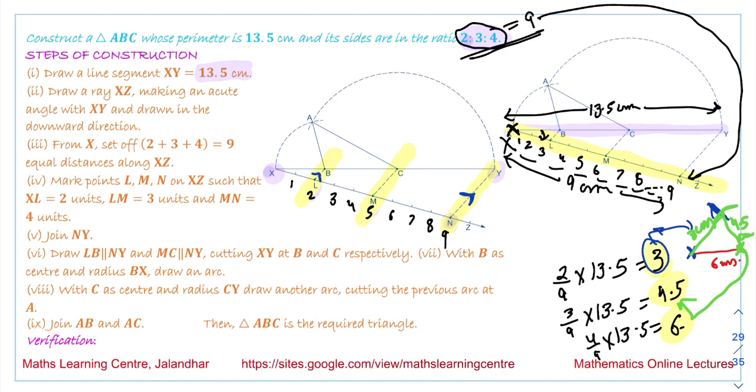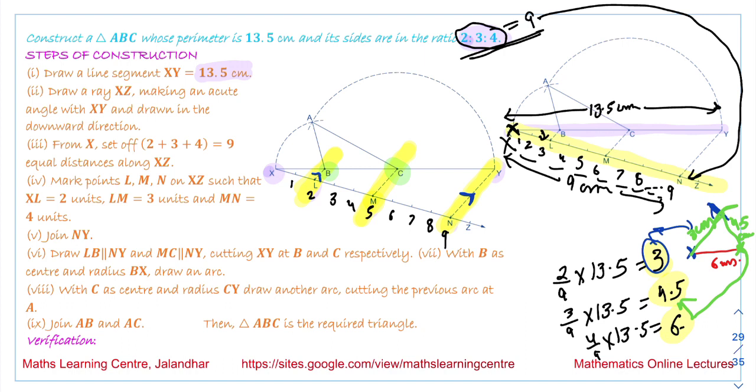When we draw this line, we are saying we have drawn a line parallel to NY and passing through this point M. And the point where it intersects this line XY, we are saying this point is C. Then the line we have drawn from L parallel to NY, the point where it intersects XY, we are saying it is B. These are the 2 points we are talking about.